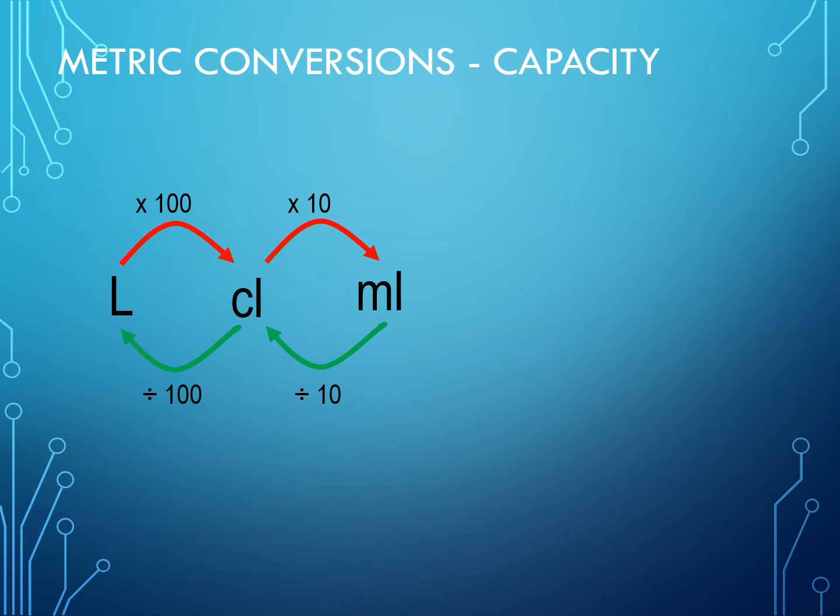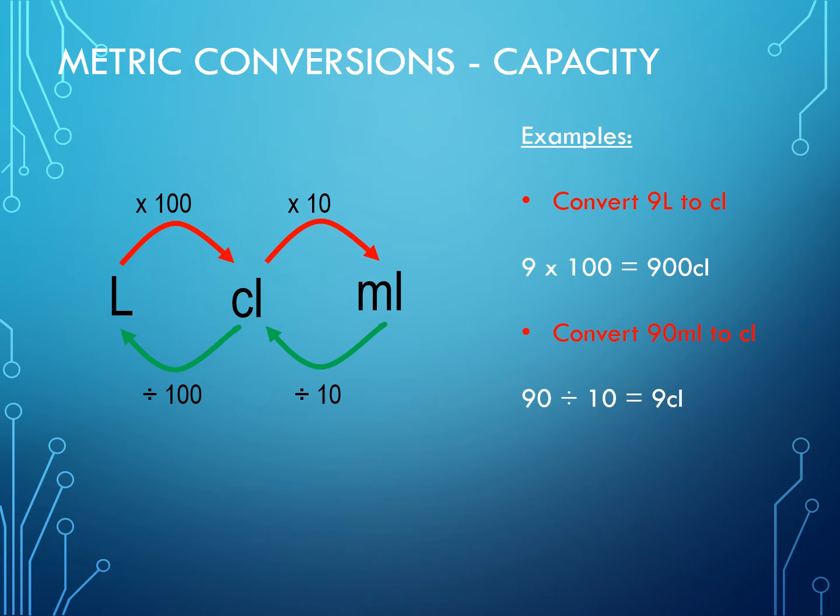Let's have a look at some examples now. First example, convert 9 liters to centiliters. So you take 9 and you multiply it by 100, which is 900 centiliters. Example number 2, 90 milliliters to centiliters. So we take the 90 milliliters, and this time around we are dividing by 10, which will give us the answer 9 centiliters.